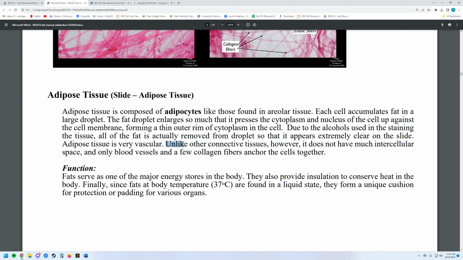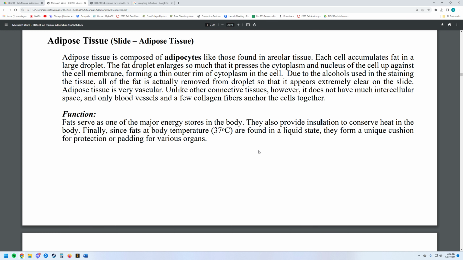It's weird, I thought fat didn't. Unlike other connective tissues, however, it does not have much intercellular space between cells, and only, or inter cell space inside the cells? I don't know. And only blood vessels and a few collagen fibers anchor the cells together.